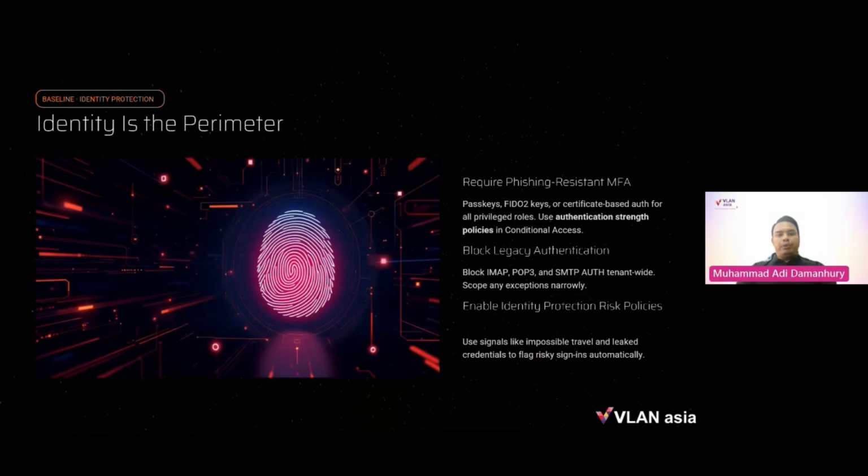Enable identity protection risk policies. Entra ID uses signals like impossible travel, anonymous IP, and leaked credentials to flag risky sign-ins. Configure it to require MFA or block access when risk is detected. This policy catches things that static rules miss.